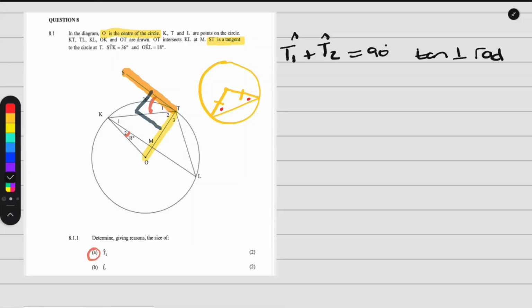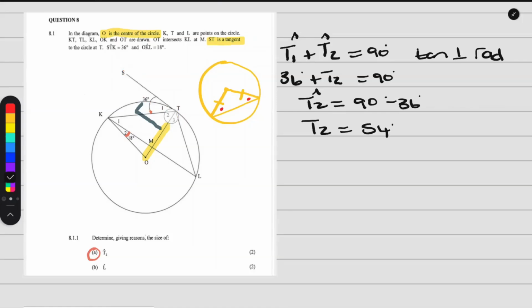If T1 is 36, then T2 is 90 minus 36. So T2 gives me 54 degrees. And then I go to my diagram and I make T2 54.